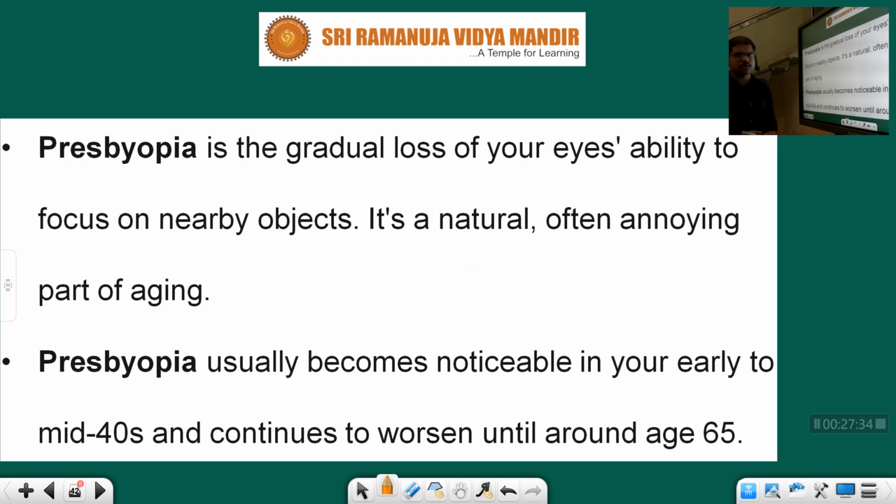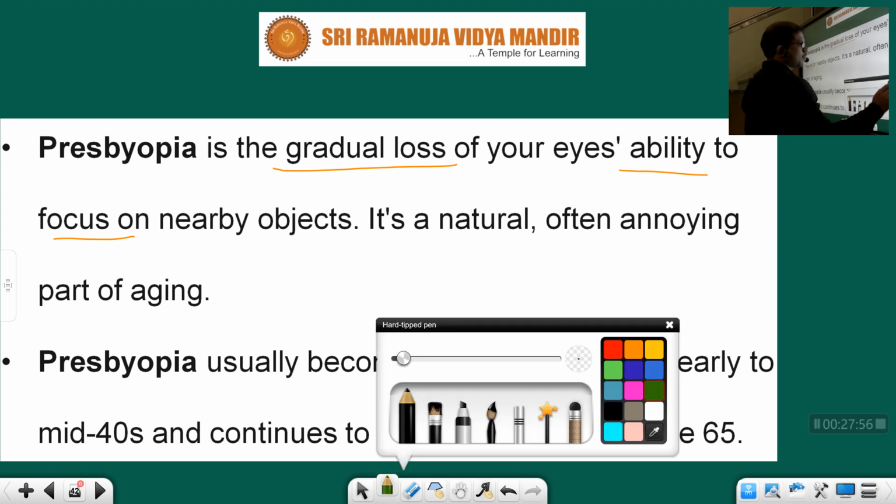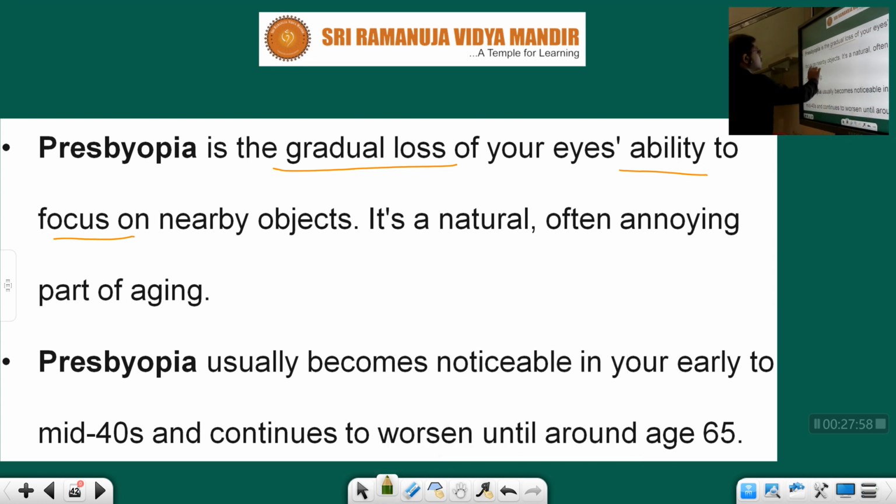Mostly you might have seen in old people, mostly while reading newspaper or any books, they used to keep spectacles. See, children, now presbyopia is the gradual loss of your eyes' ability to focus on nearby objects. Ability to focus, in the sense, is nothing but, children, the power of accommodation.